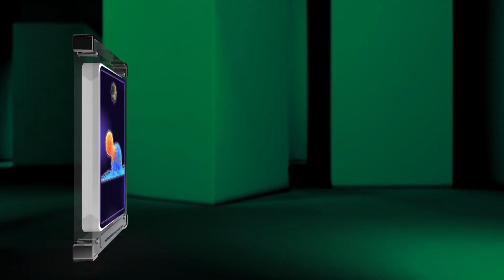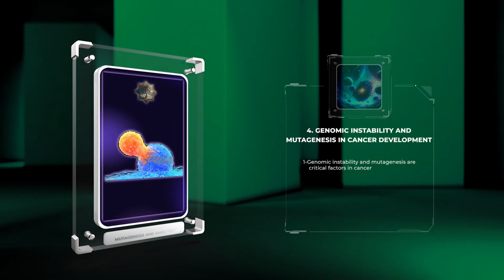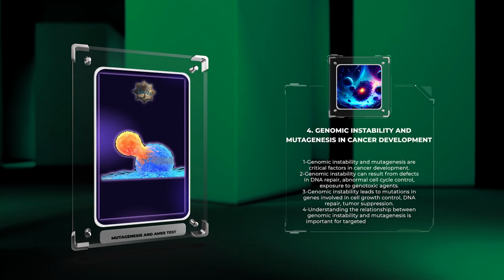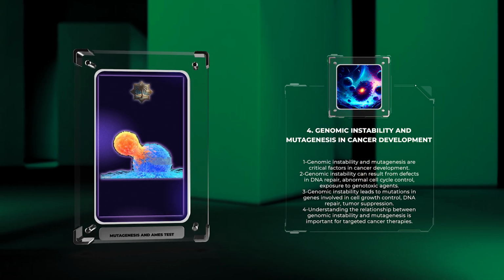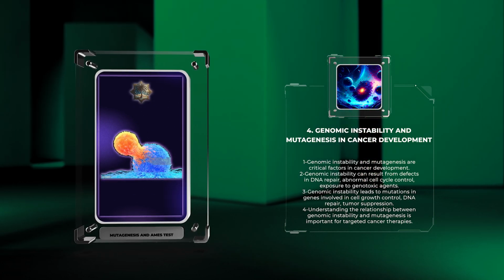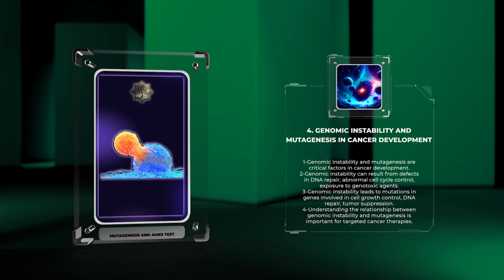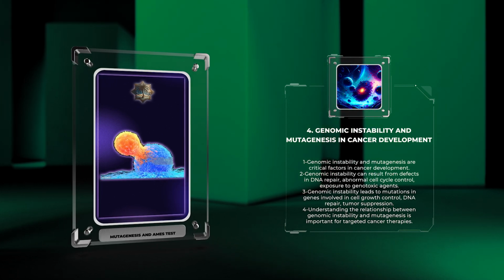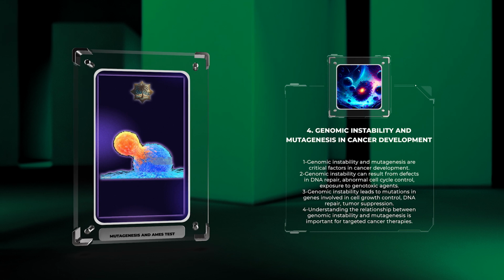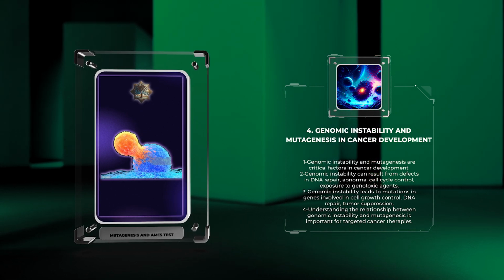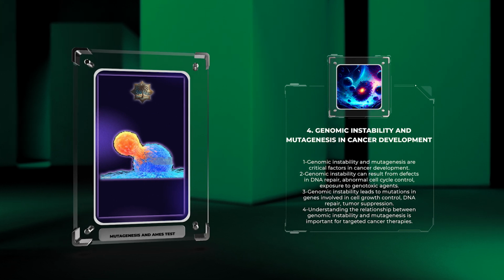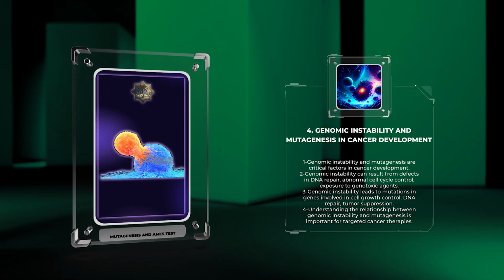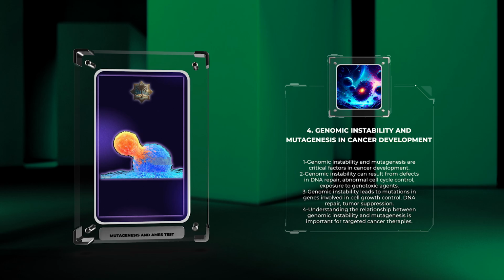In cancer development, genomic instability and mutagenesis are critical factors. Genomic instability, characterized by increased DNA mutations, can stem from defects in DNA repair, abnormal cell cycle control, and exposure to genotoxic agents. This leads to mutations in genes involved in cell growth control, DNA repair, and tumor suppression, ultimately causing uncontrolled cell growth and cancer. Understanding this relationship is crucial for developing targeted cancer therapies.